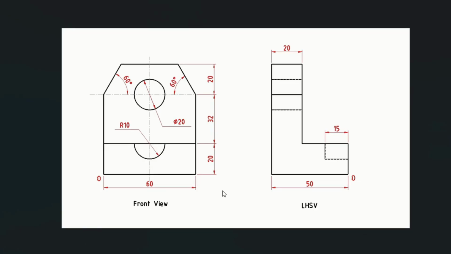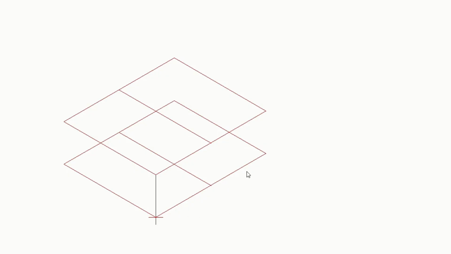So let's start with the base plate. The measurement in x direction is 60, the measurement in y direction, that is the width of the base plate, is 50 mm, and the overall height is 20 mm. So let's draw that first. Now this is the base plate. This is 60 mm, this is 50 mm in y direction, and this is 20 mm in z direction.